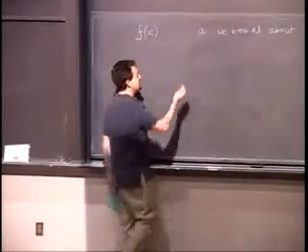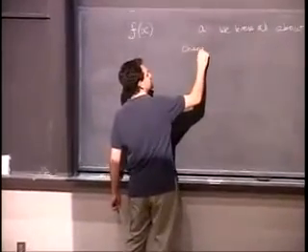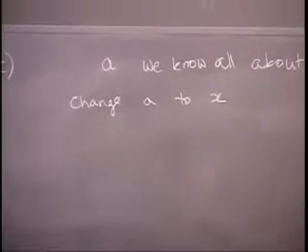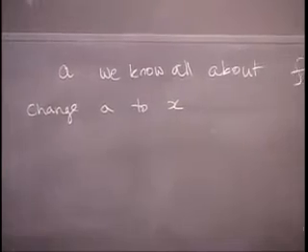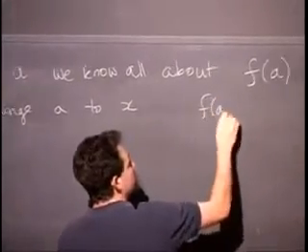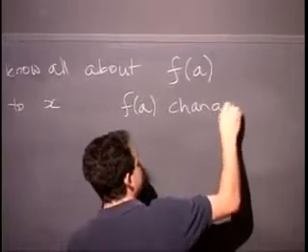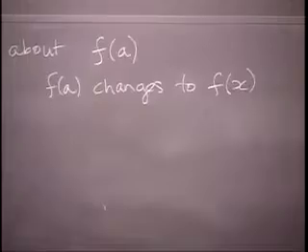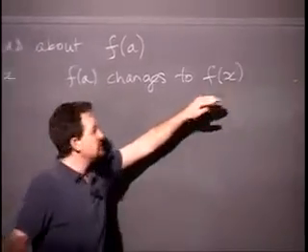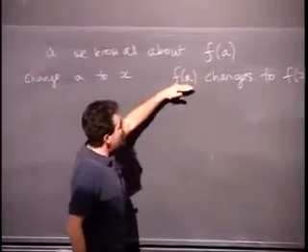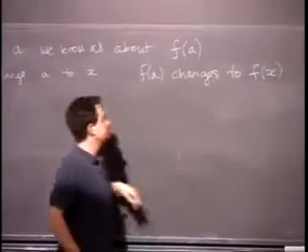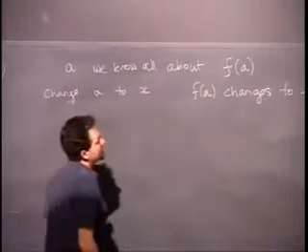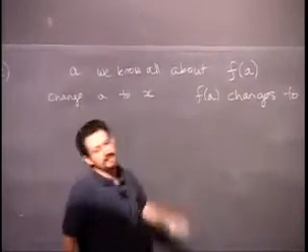We were going to change a into x. And, of course, if you do that, f of a changes to f of x. And the idea is we'd like to know what f of x is. So we're going to use f of a as the springboard to f of x. So we're going to change a to x. F of a changes to f of x. We can't get at f of x directly, so we're going to use f of a to help us.